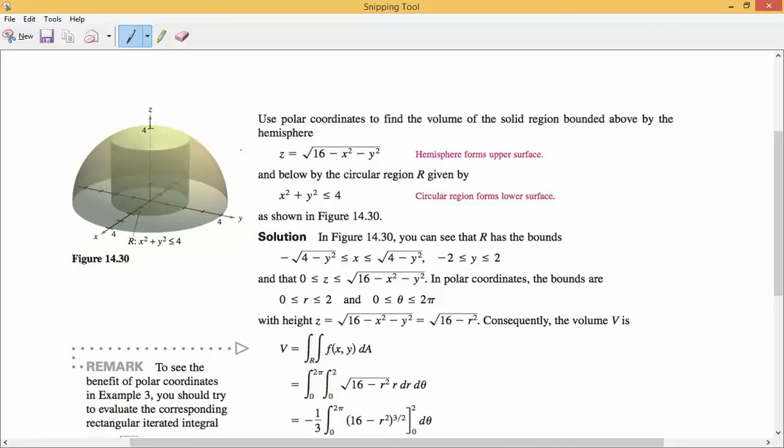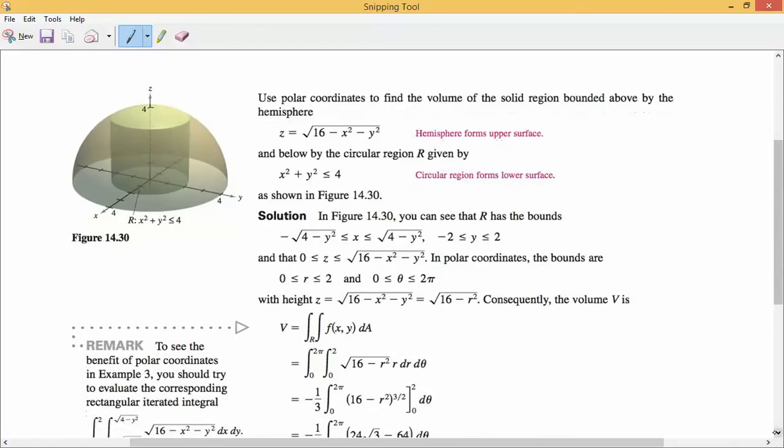Then look up here. The z is bound. This figure says the z is bound between 0 and the square root of 16 minus x squared minus y squared. That's the formula for that hemisphere. It's a square root. It's not a sphere because of the square root. If you square both sides and you move everything to one side, it becomes a sphere.